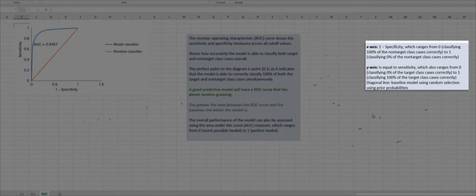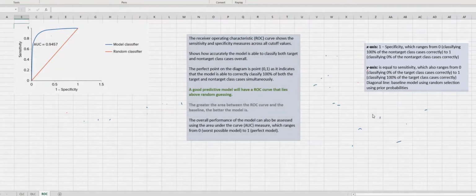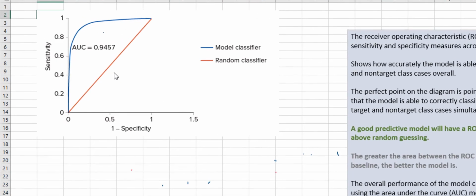The y-axis is the sensitivity, which also ranges from 0 to 1. 0 represents that 0% of the target class cases are correctly identified, and 1 represents that all target class cases are correctly identified. And here again, the diagonal line is the baseline or random classifier. A good predictive model would have a ROC curve that lies above the diagonal line. The greater the area between the ROC curve and the baseline, the better the model is.